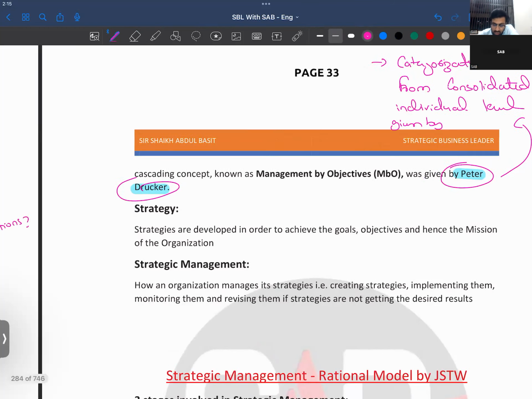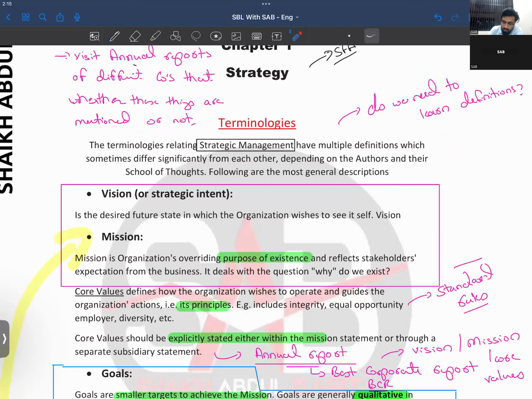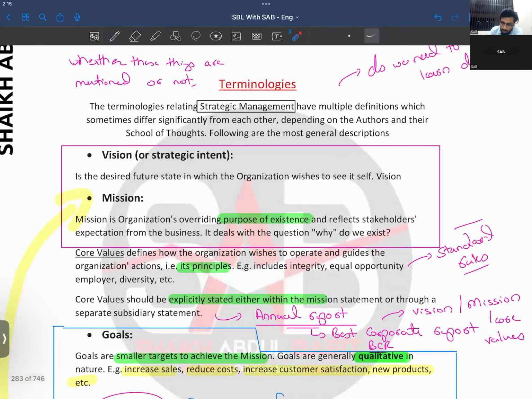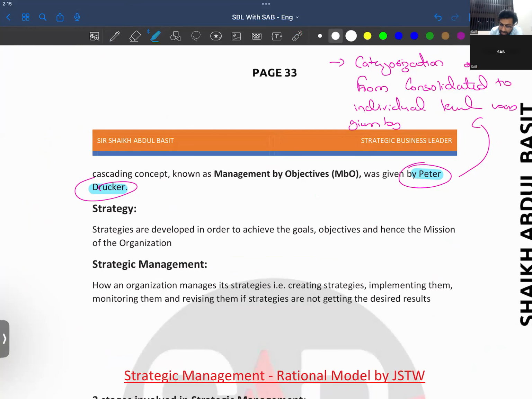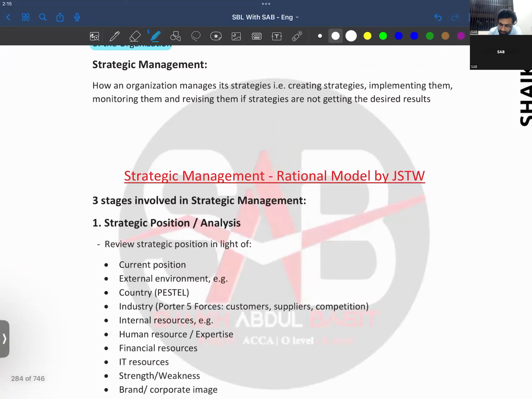Now, while consolidating vision, mission, goals, objectives, what is strategy? Strategies are developed to achieve goals, objectives, and hence the mission of the organization. So if someone wants to understand what strategy is, you need to understand goals, objectives, mission, and vision so that you can define strategy. In order to get your goal, your objective, your mission, you need to make strategy, right?